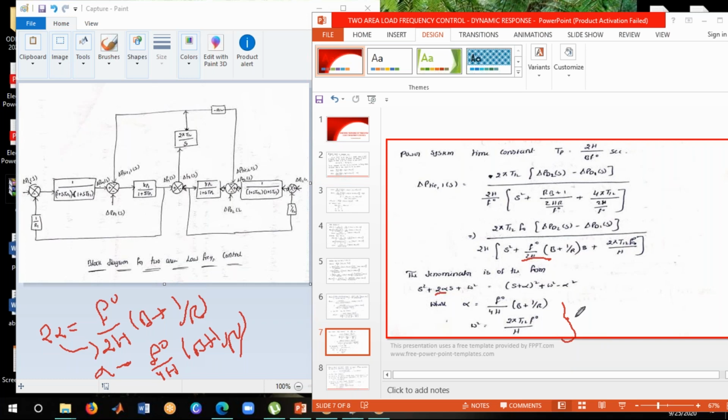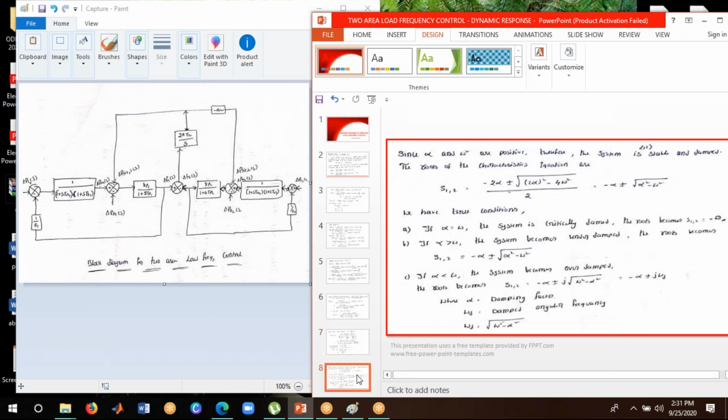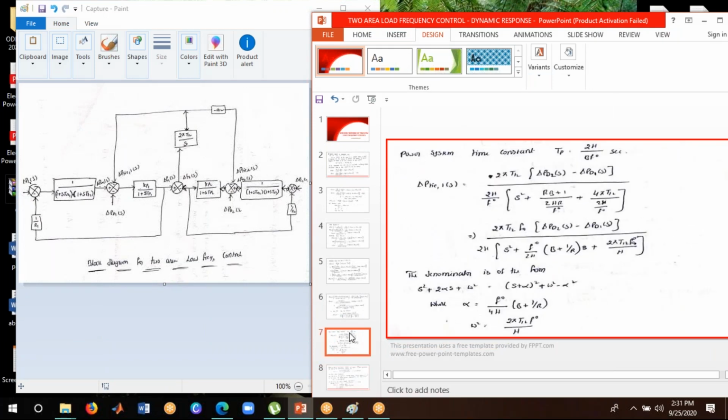Now from this equation I am taking two terms, alpha and omega square. Let me see what we can proceed with after this step. The stability of the entire system depends on the characteristic equation. In a transfer function, the denominator represents the characteristic equation. When it is equal to 0, based on the location of the roots, we can say the stability condition of a particular system.